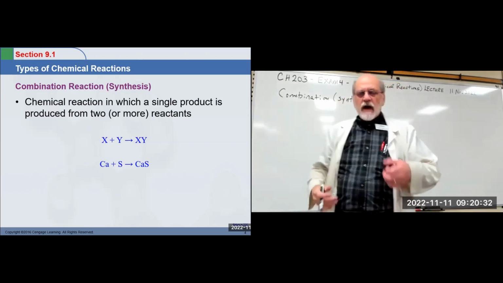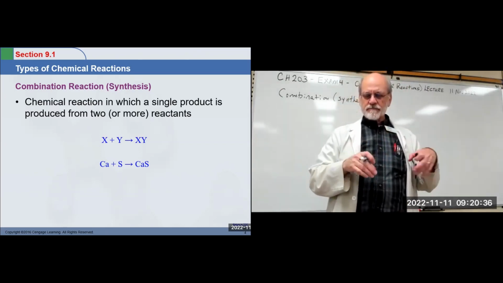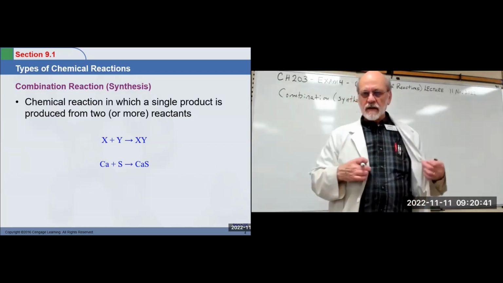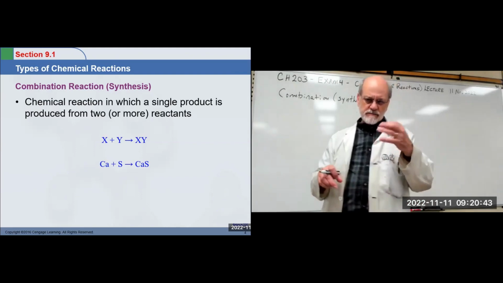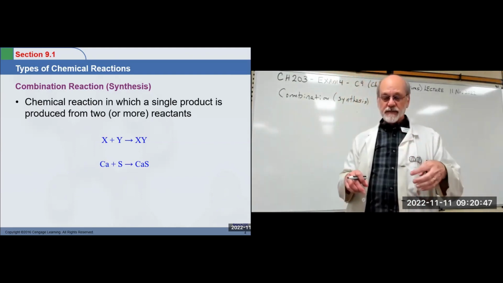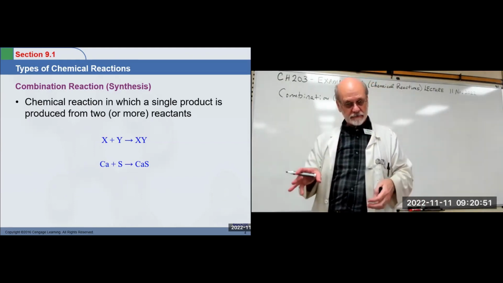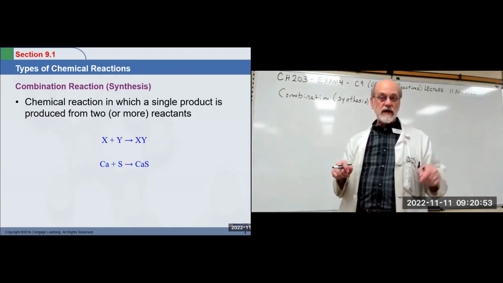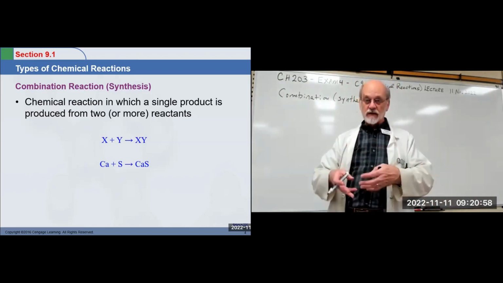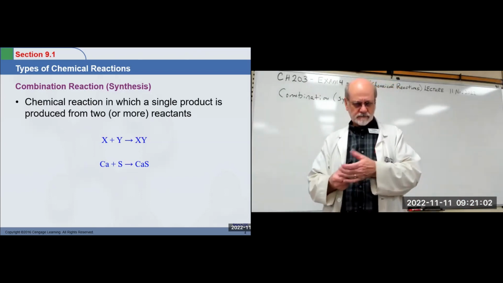The concept here is you're taking 2 or more and making 1. So the X and the Y in this example are elements, and you're making a compound. That's one example. This is just an example. What you can also do is have 2 compounds, combine them into a single. So X and Y doesn't have to be elemental.